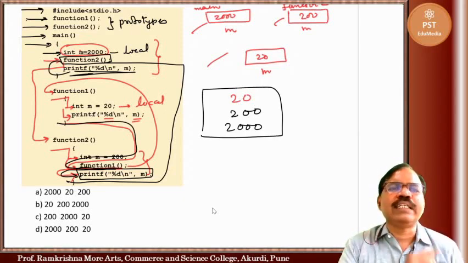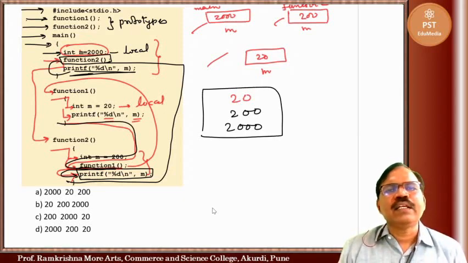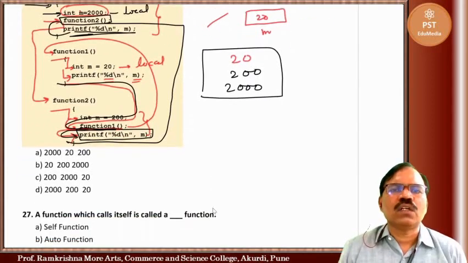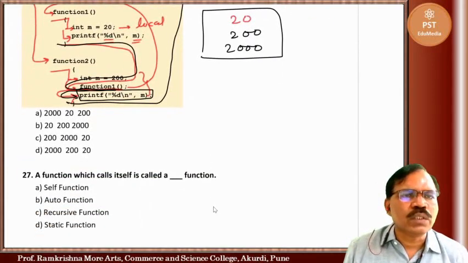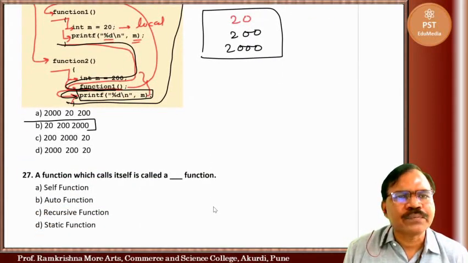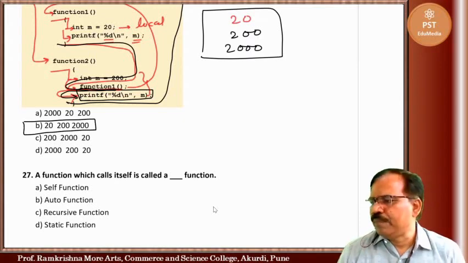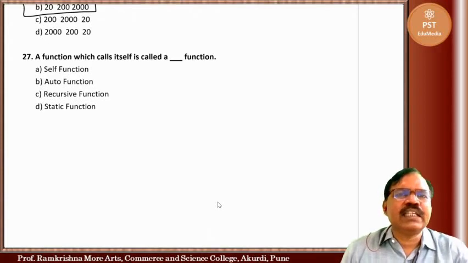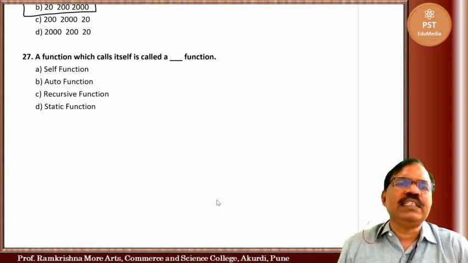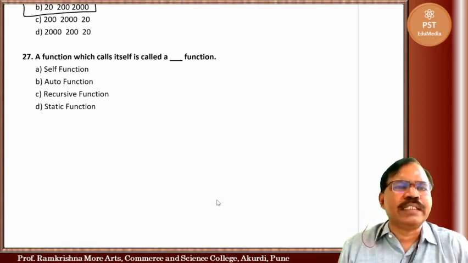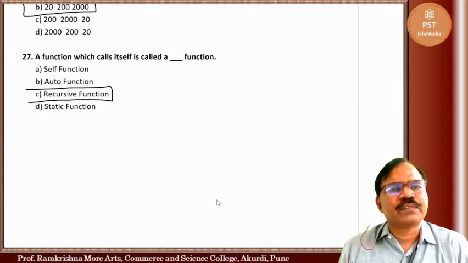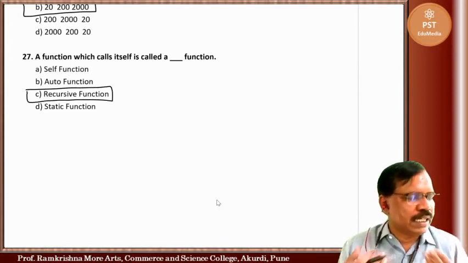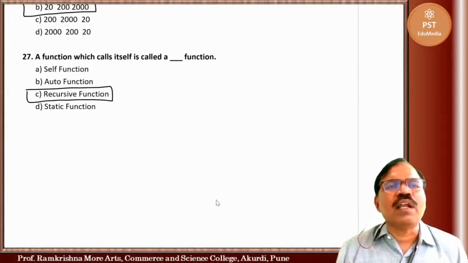So you must get this output: 20, 200, 2000. So here B is correct. Now next one, a function which calls itself is called a recursive function. When that function calls itself again and again, that is called recursive function.